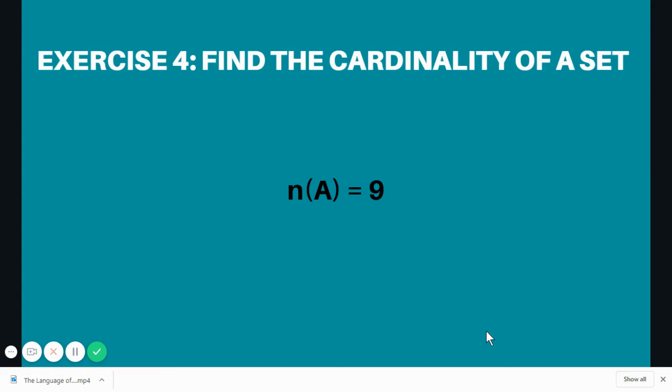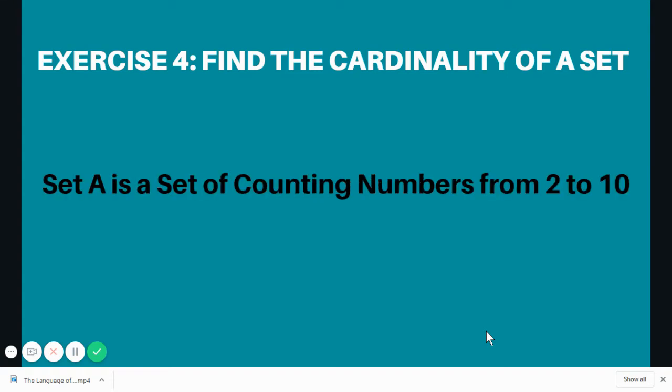Bakit 9 ang sagot? So balikan natin yung question. So the question is, set A is a set of counting numbers from 2 to 10. So bilangin natin yung mga numbers from 2 to 10 or counting numbers from 2 to 10. So 2, 3, 4, 5, 6, 7, 8, 9, 10. Kapag binilang mo lahat yan from 2 to 10, there are 9 elements. So the cardinality of set A is 9.